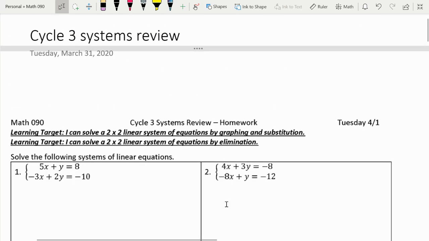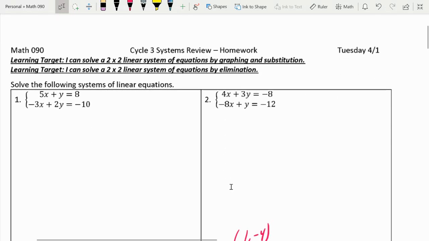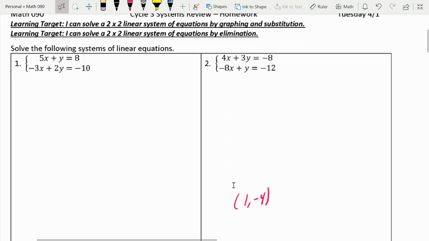Alright guys, so we're going to be working on systems review. There are three ways of solving systems, one being by graphing, but we're not going to be doing any graphing here. We're just going to be doing it algebraically, so substitution and elimination. I'll show you one of each, or a few of each, I should say, so that hopefully you'll start to remember.